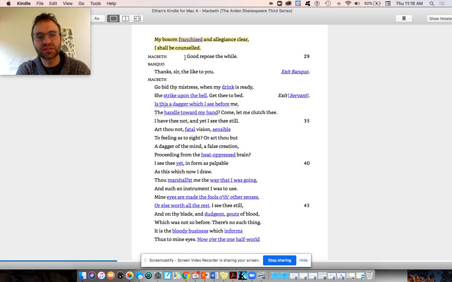So he says to this servant, go bid thy mistress when my drink is ready, she strikes upon the bell. And it seems like the plan is she's going to strike the bell when it's time to go and kill the king, when the servants got all drunk. So when my drink is ready sounds like a sort of code. So he says to the servant, get thee to bed.